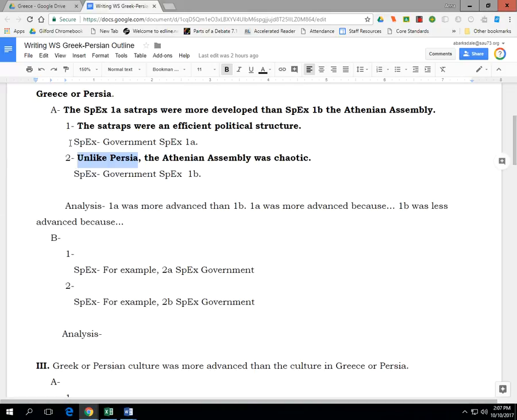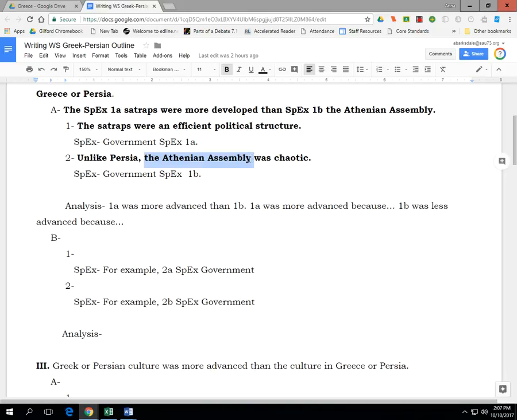So you're telling the reader that you're switching from this specs, which is advanced, and you're going to show a contrast with your next specific example. After the comma, then you introduce the specs. So I say the Athenian assembly. So I take the second half of my sentence up here and I say the Athenian assembly.